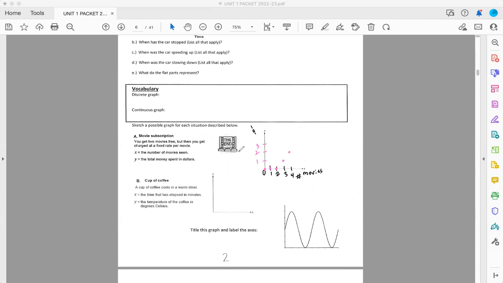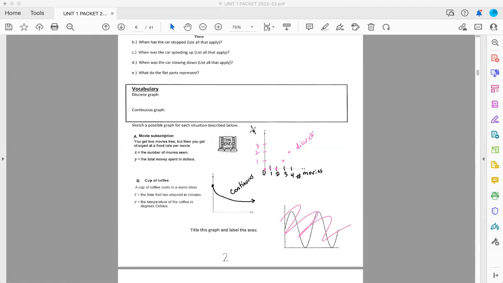Part B, real quick, cup of coffee. A cup of coffee cools in a warm diner. And we had an example similar to this with the tea kettle, the previous example. In this case, it starts somewhere here, you have a temperature, and then it cools off until it reaches maybe room temperature. And you can see that this is why this is continuous. It's a continuous graph, versus the graph above, which was discrete.